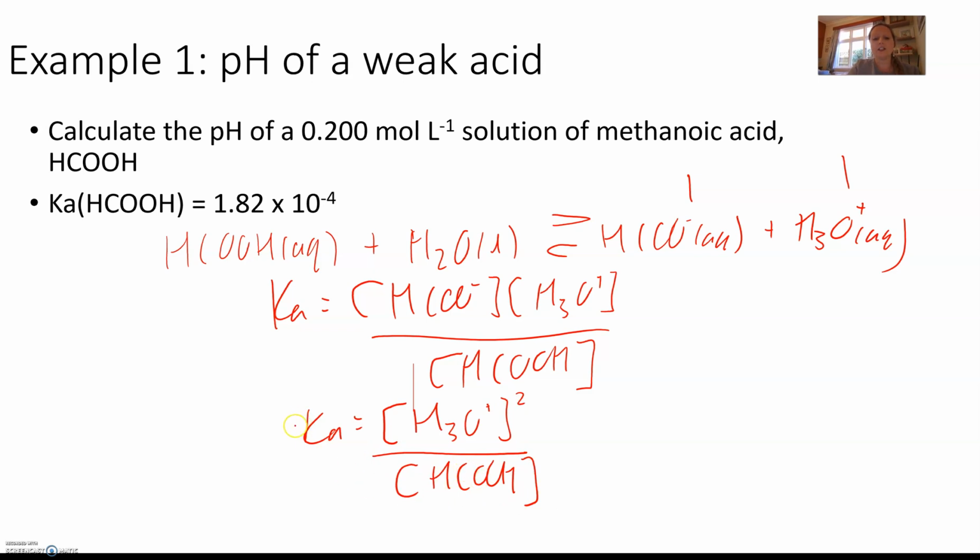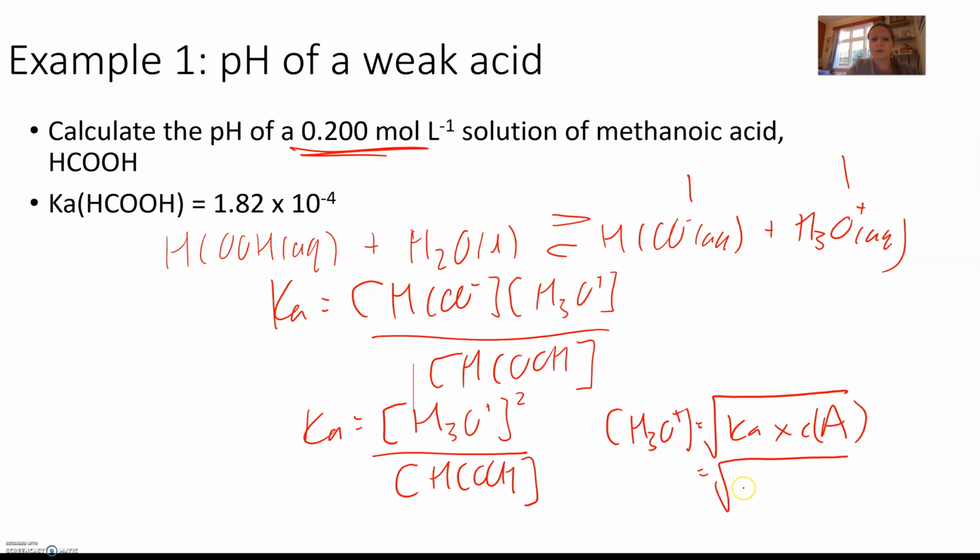We can multiply HCOOH by the Ka, and therefore our H3O+ concentration is going to be the square root of the Ka times the concentration of our acid. The big assumption we make is that so little of our weak acid dissociates that at equilibrium its concentration won't have changed much. So we can just plug in these values: 1.82 times 10 to the negative 4 times the concentration of your acid, 0.2, and if you square root it, that'll give you your H3O+. I'm just going to do this now on the calculator as well. I hope you guys can get out your calculators and do that too. Hopefully we all get the same answer, which should be 6.03 times 10 to the negative 3 moles per litre.